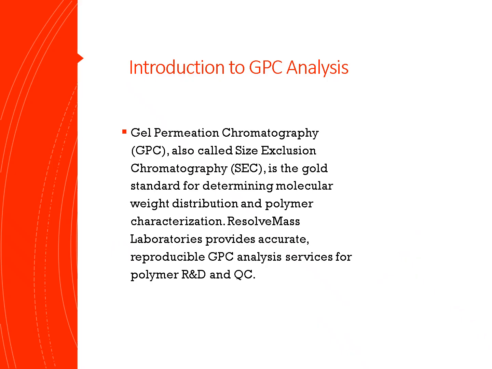Now, let's begin with the basics. Gel permeation chromatography, also known as size exclusion chromatography, is often called the gold standard for polymer characterization. Why? Because it tells us how polymer molecules are distributed in size and weight. Think of it like looking at a classroom. Not just knowing how many students are there, but also how tall or short they are, and how that mix affects the overall environment. That's exactly what GPC does for polymers.